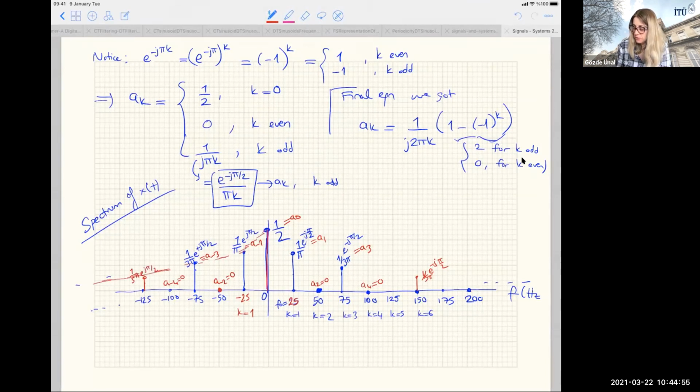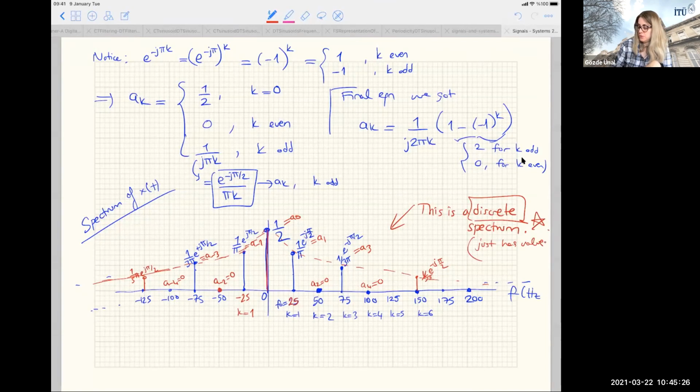this form. I mean, it's a discrete spectrum. You should also realize this is a discrete spectrum. For periodic signals, we have discrete spectrum, meaning we just have values of the spectrum at multiples of the fundamental frequency. This is important. Just has values at kf0. This is why I also say it's a discrete one, and it's a very compact representation.